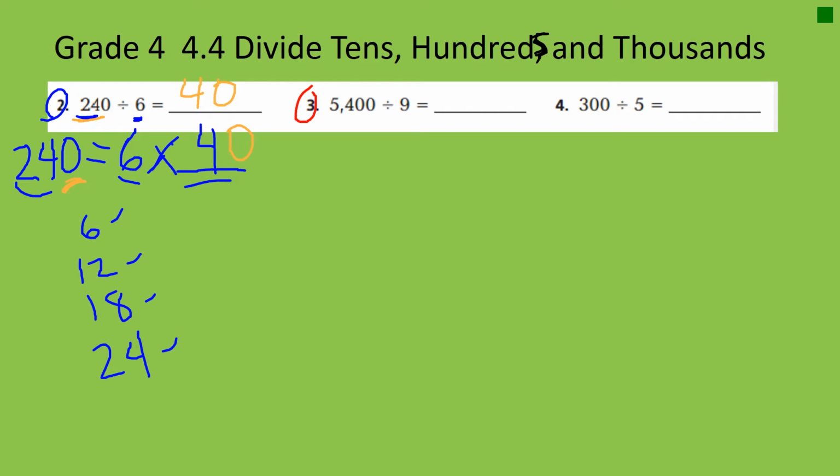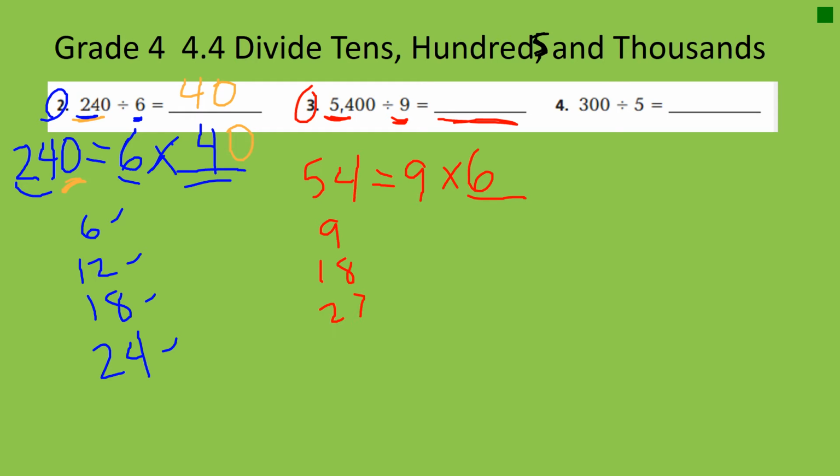Let's do number 3. 5,400 divided by 9. Okay, let's look at 54 and 9. Okay, 54, okay, and 9. So I'm going to think this way. How many sets of 9 make 54? Okay, you know your 9s? Make 54 with your fingers and see which finger you put down. Your 6th finger. Okay, or you can write your 9s, right?